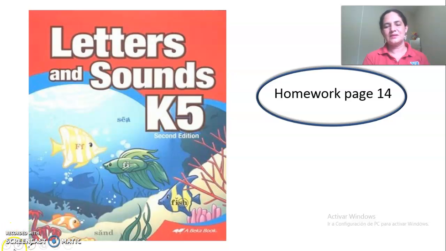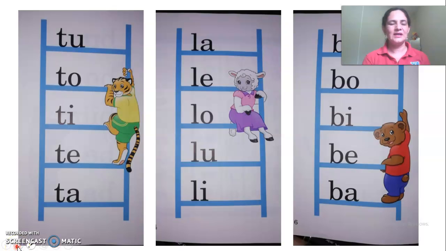We are going to start with the letter T. The sound of the letter T is t, t, t, like in tiger. Okay, let's start with the blends. Ta, to, ti, te, ta. One more time. Ta, to, ti, te, ta. Tiger, tiger.